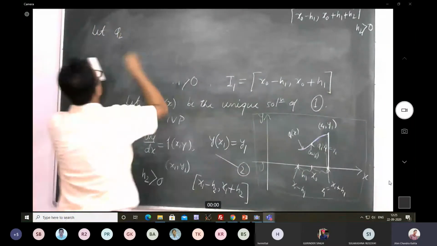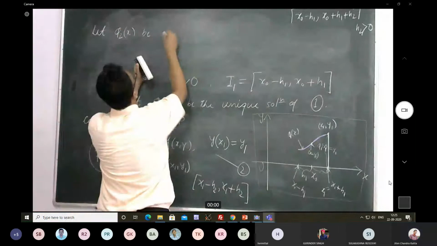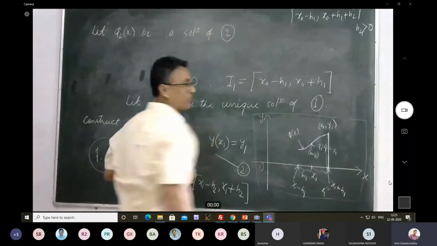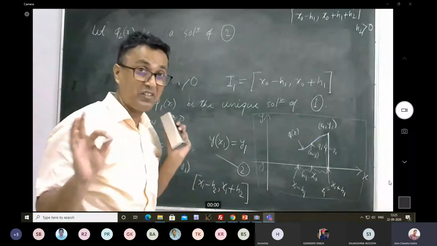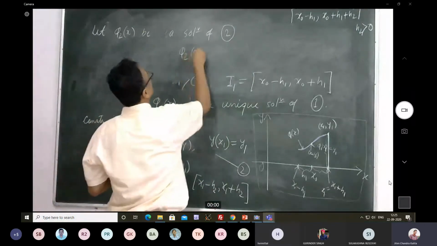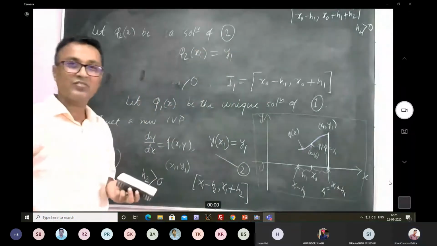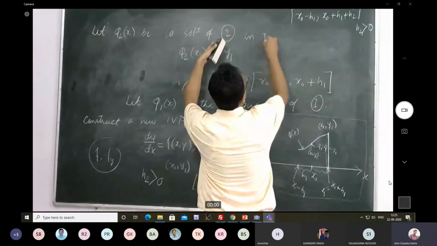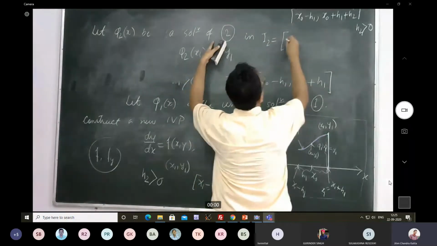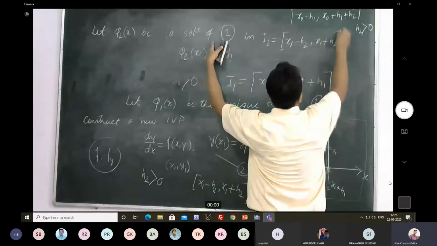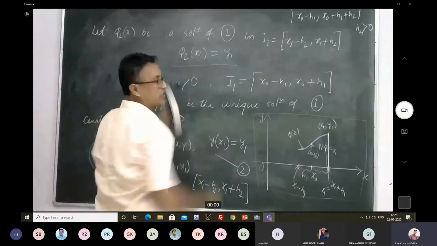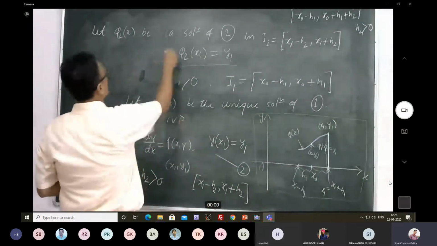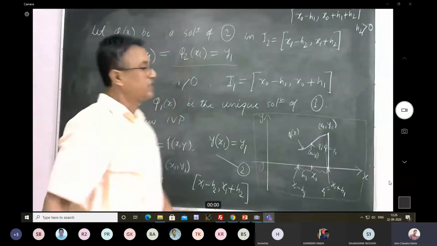Let phi2 x be a solution of 2. Then what must happen? This phi2 x1 must be equal to y1, right? And again, let phi2 x be a solution of 2 in this interval. Then I must have this equation. And so that means we have got phi1 x1 equal to phi2 x1. That has to be there.